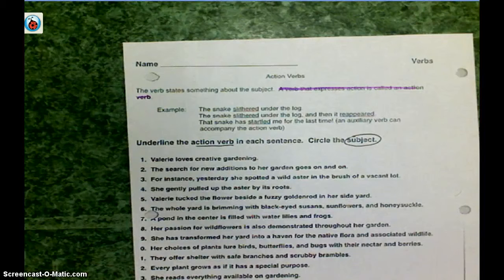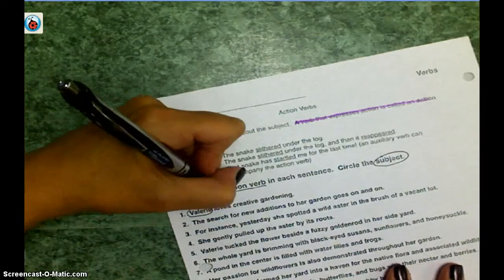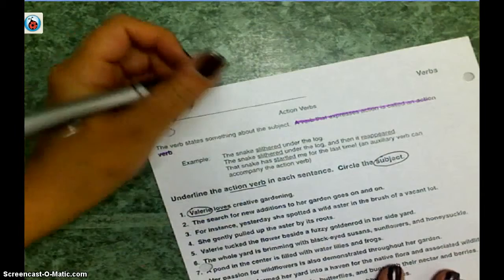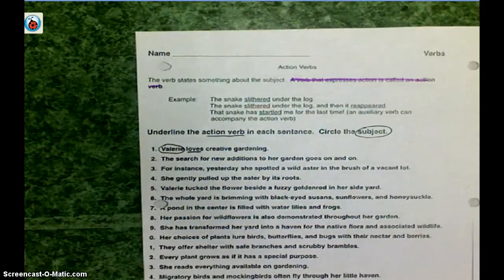You're going to do 6 through 15 on your own, okay? So number 1, Valerie loves creative gardening. Who or what did it? Valerie, circle it. It's the subject. What does she do? She loves, right? Who or what did it? Well, what did it do?